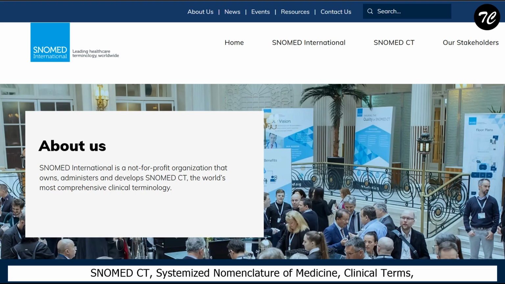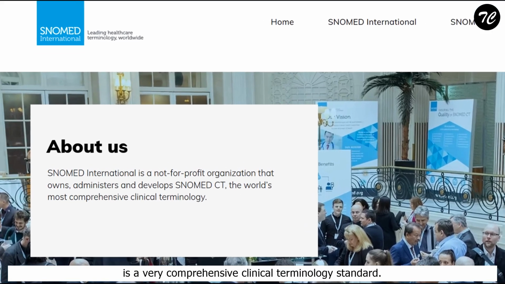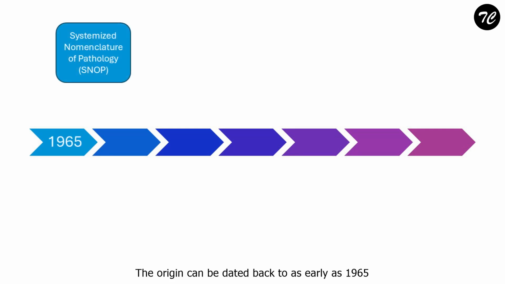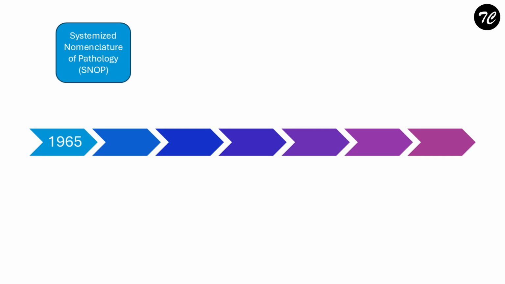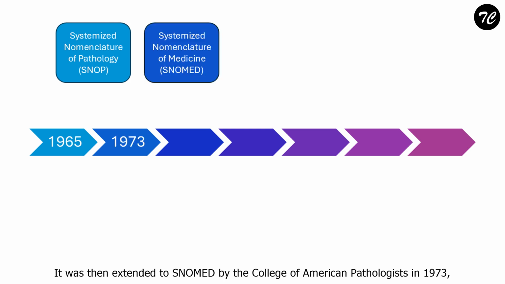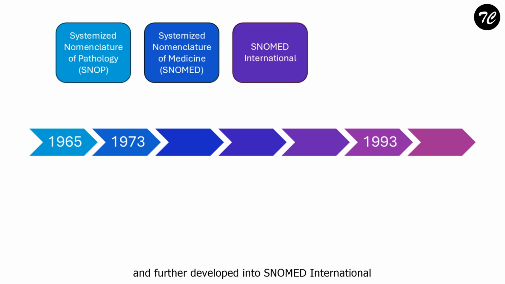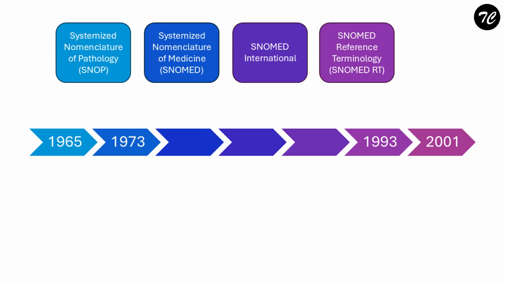SNOMED-CT, Systemized Nomenclature of Medicine, Clinical Terms, is a very comprehensive clinical terminology standard. The origin can be dated back to as early as 1965, when the Systemized Nomenclature of Pathology, SNOP, was developed. It was then extended to SNOMED by the College of American Pathologists in 1973, and further developed into SNOMED International and SNOMED reference terminology, SNOMED-RT, respectively.